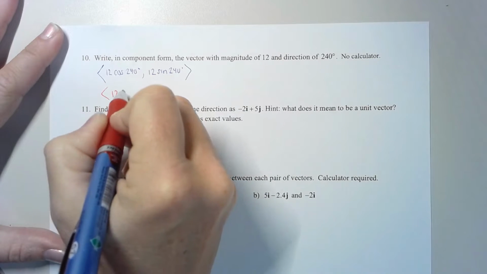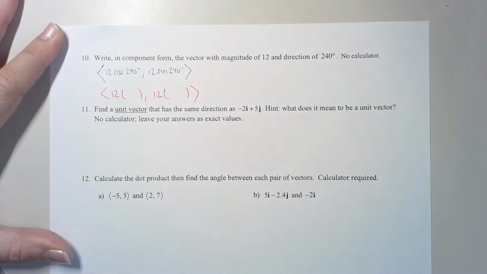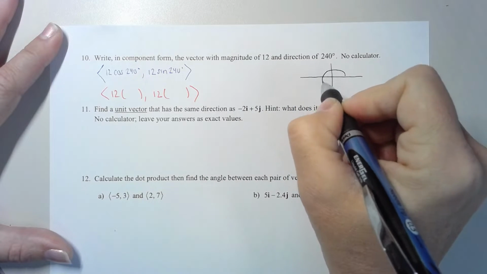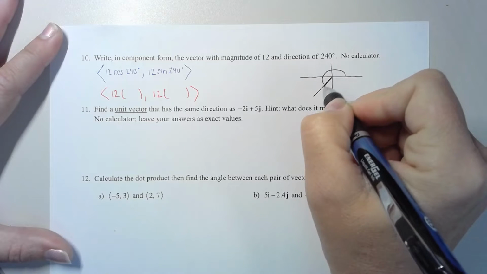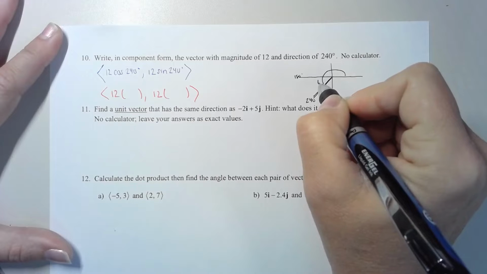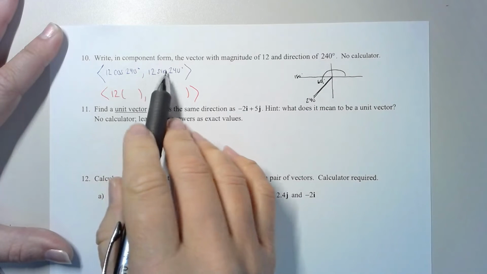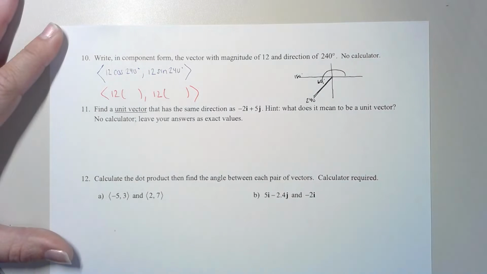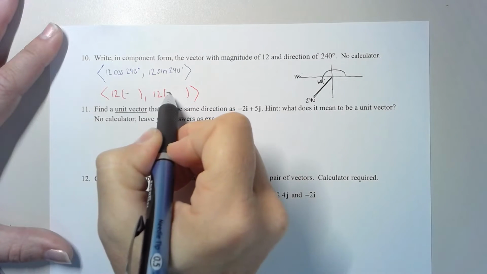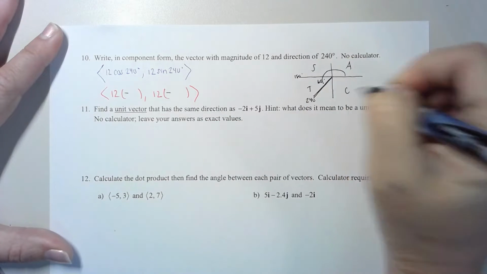And so we've got 12 times blank, comma 12 times blank. So 240 degrees is in the third quadrant, and it is 60 degrees away from the x-axis. So this is essentially a 60-degree angle. Again, in the third quadrant, cosine would be negative and sine would be negative, right? All students take calculus.